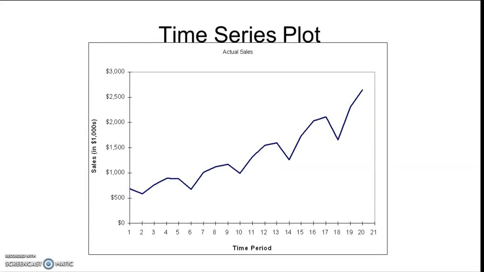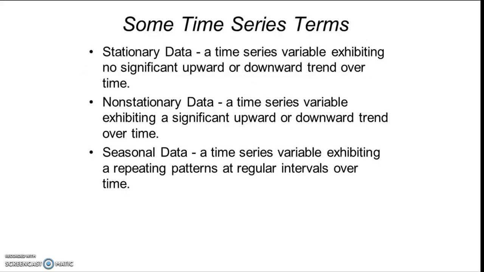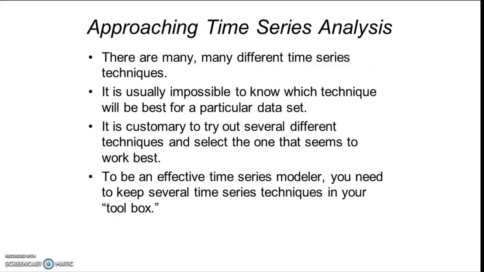This is how a time series looks like. This is a time series plot, and the variable is sales in $1,000, and these are plotted for a period of time. Components of time series analysis. These are difficult to forecast because there are no causal variables. The components, that is trend, seasonality, cycles, and random variation cannot always be easily and accurately identified. There are certain terms which are used in time series: stationary, and there are non-stationary data, and there are seasonal data. And seasonal data are time series variables exhibiting repeating patterns at regular intervals over time.